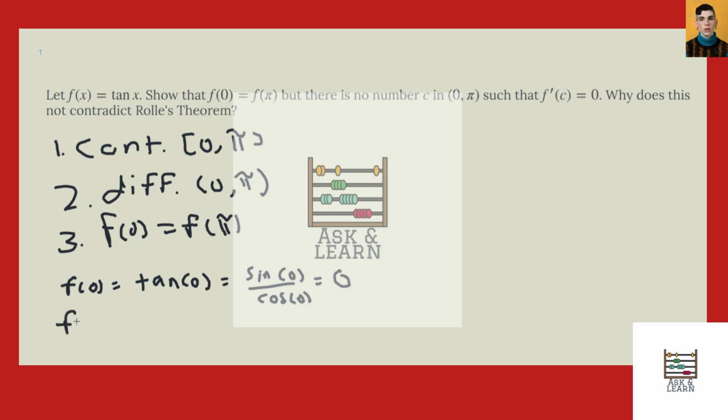And if you plug in f of pi, you do the same thing. You do tangent of pi, and we know that the sine of pi is also 0, and the cosine of pi, I believe, is -1, which still gives us 0. So we know that f of 0 is equal to f of pi. So it satisfies that condition.